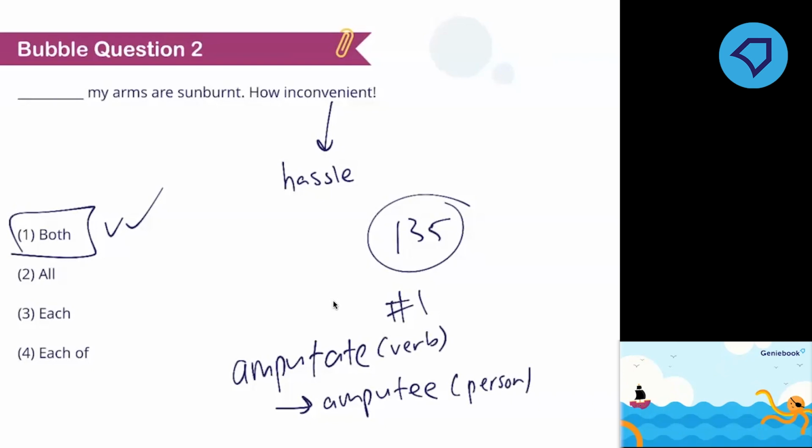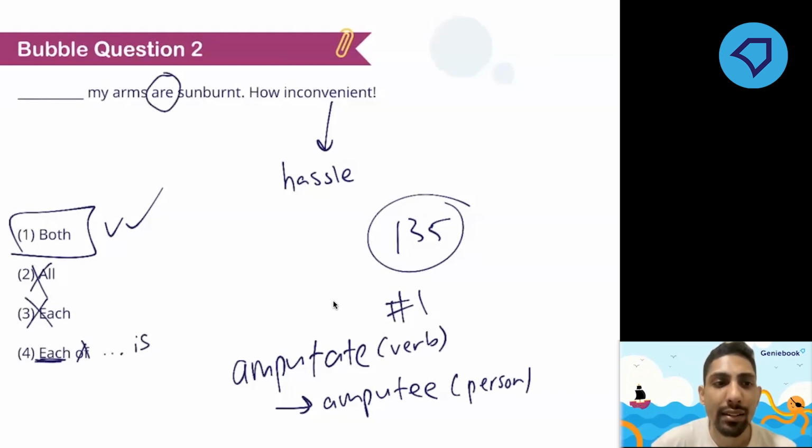We don't count the first question as a high score, by the way. The first question is just the benchmark. It's obviously high when you have nothing to compare to. So definitely not all my arms. Each my arms is wrong. And each of is wrong, because if you use each, you need to use the singular verb, is. However, in this question, we used are. There's a clue for you. If you missed that, then oh well. Let's carry on to bubble question 3.